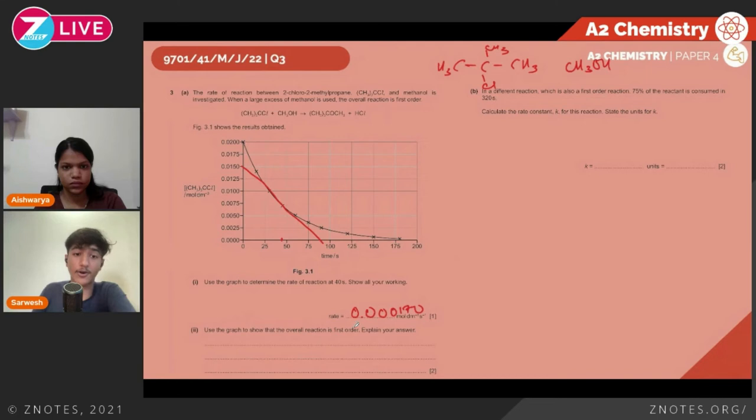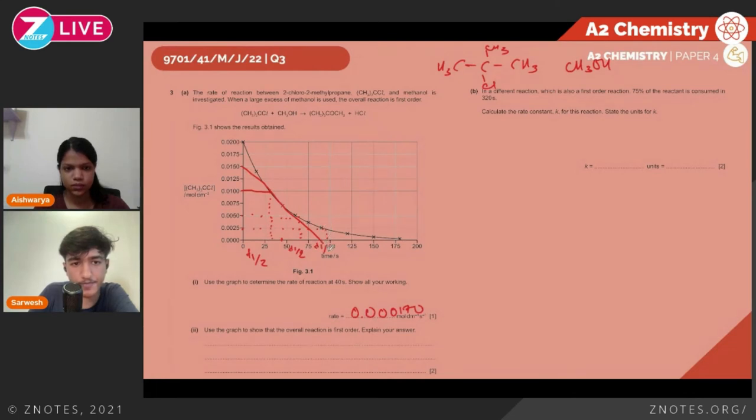Use the graph to show that the overall reaction is first order. Explain your answer. Okay, so over here we are supposed to talk about the half-lives. So let's see, what are the half-lives over here? Over here, it's at 0.0200. So the concentration is half over here. Okay, so this would be your first half-life. And then the concentration again gets half over here. This would be your second half-life. And over here you will get a third half-life.